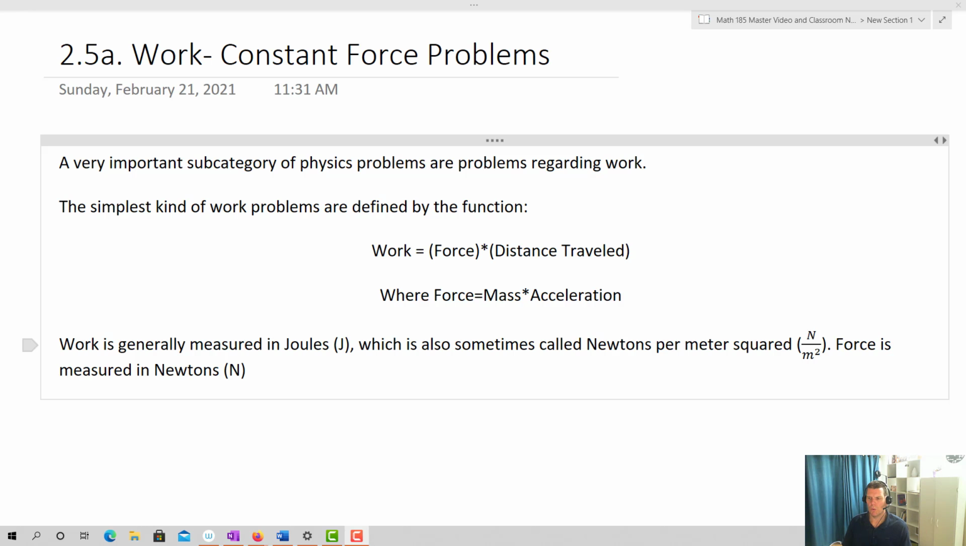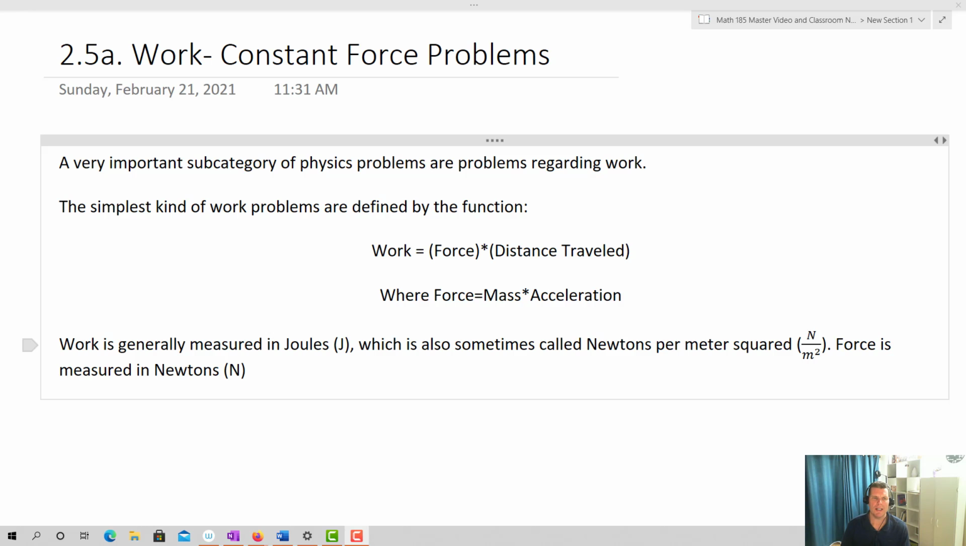All right, so what we're going to be looking at today is work problems, and these are what we call constant force problems. This is a subcategory of work problems. We'll look at some other work problems in just a little bit, but we're going to utilize these in order to create the foundations for understanding how work works.